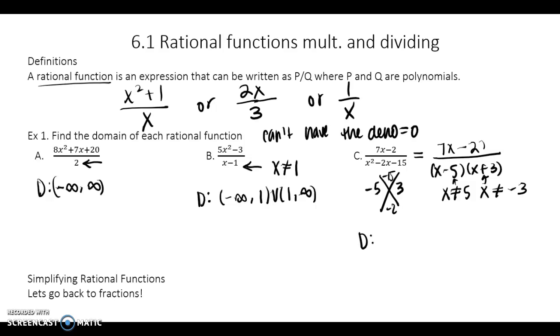So your domain in this case, you could write it out as all real numbers except x equals 5, x equals negative 3. But the interval notation way, which you'll see in most classes, is this way. Okay, so that's the way you would write it.